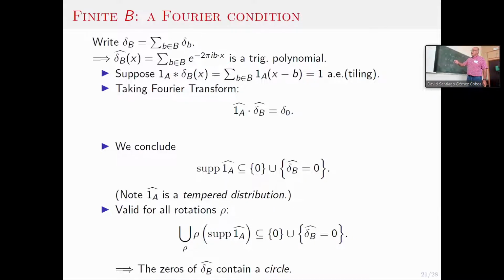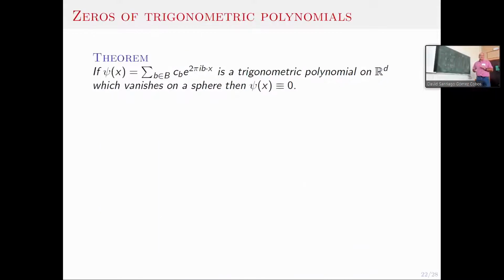So if this is valid for all rotations of A, my zero set must contain all rotates of this support. So my zero set must contain at least one circle. I have a trigonometric polynomial, this one, whose zero set contains at least one circle. This is not possible. This is another surprising result. I think this is a simple question that no one had looked at before. The proof is not hard, but it's kind of unexpected.